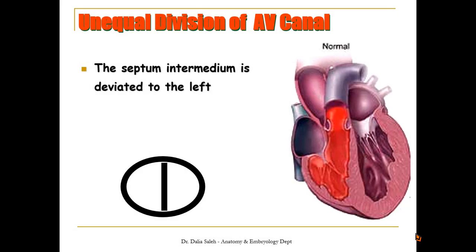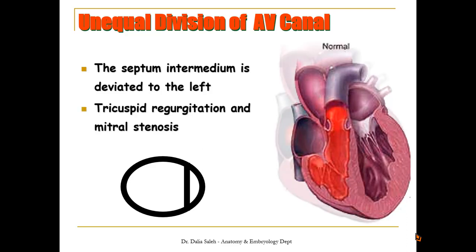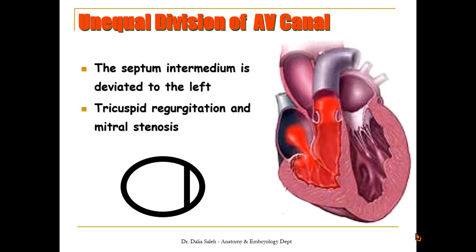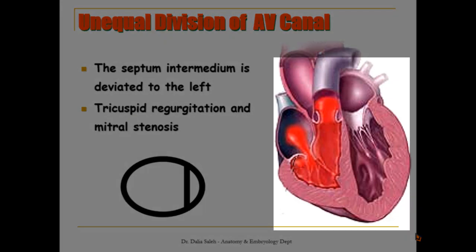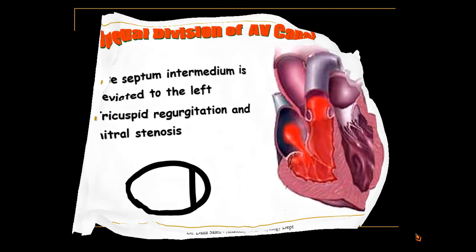So let's assume that the septum intermedium is deviated to the left side. So we will end up with tricuspid regurgitation and mitral stenosis. So you can see in this picture that in tricuspid regurgitation during systole, the blood passes from the right ventricle to the pulmonary trunk, and at the same time part of it regurgitates back to the right atrium because of the incompetent tricuspid valve.